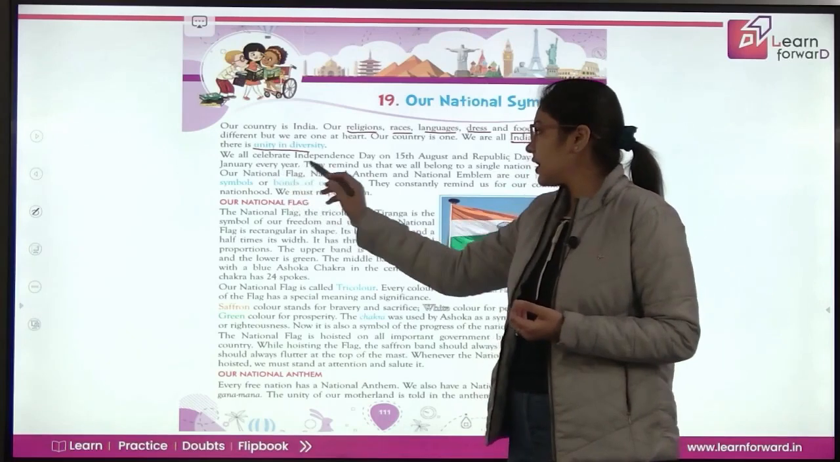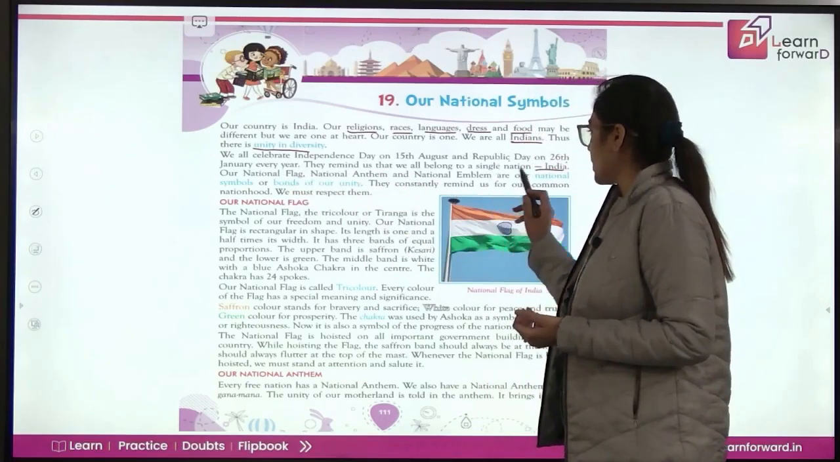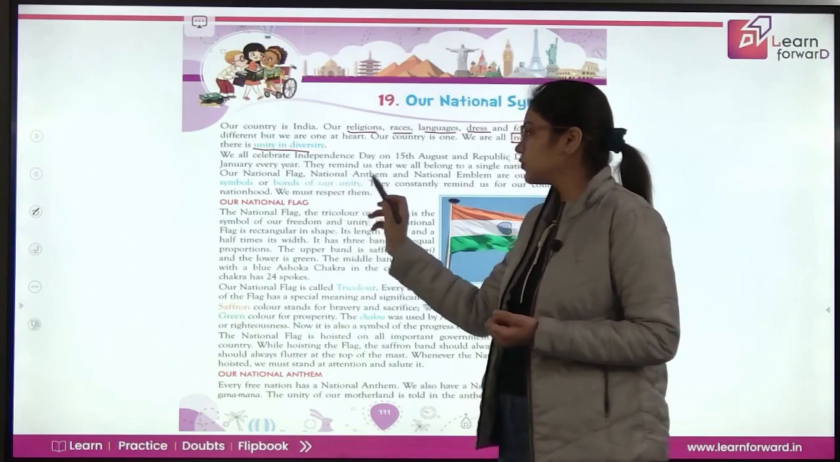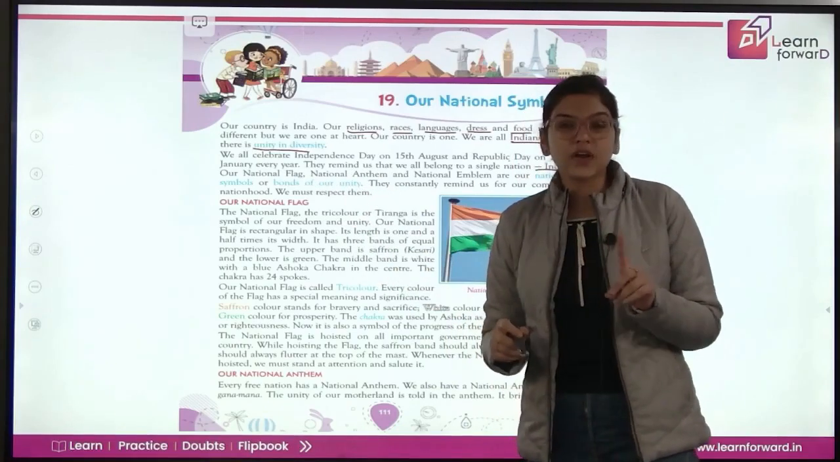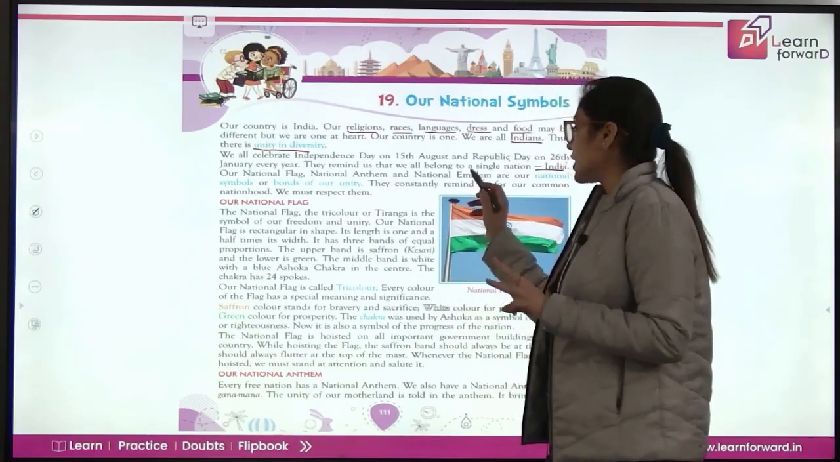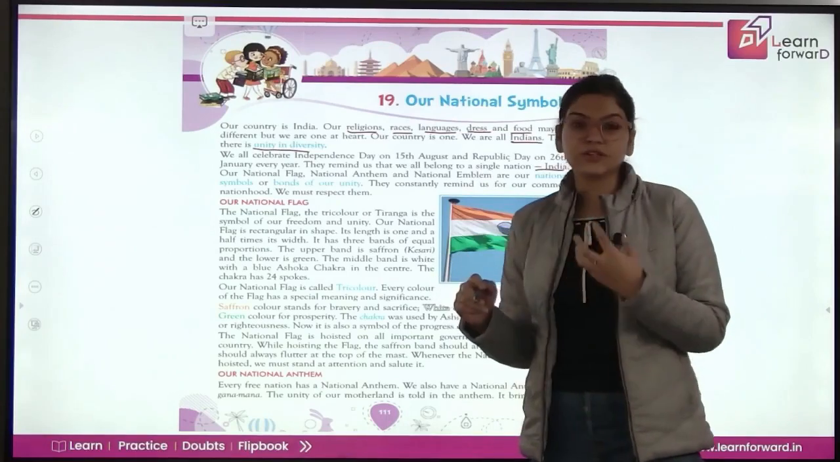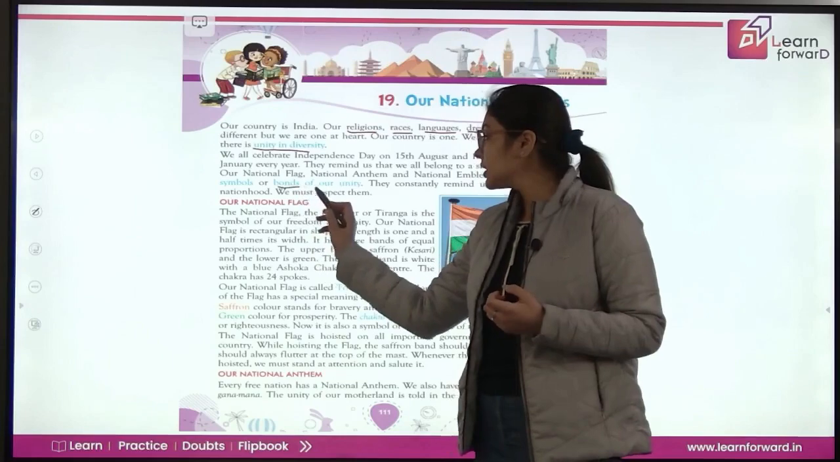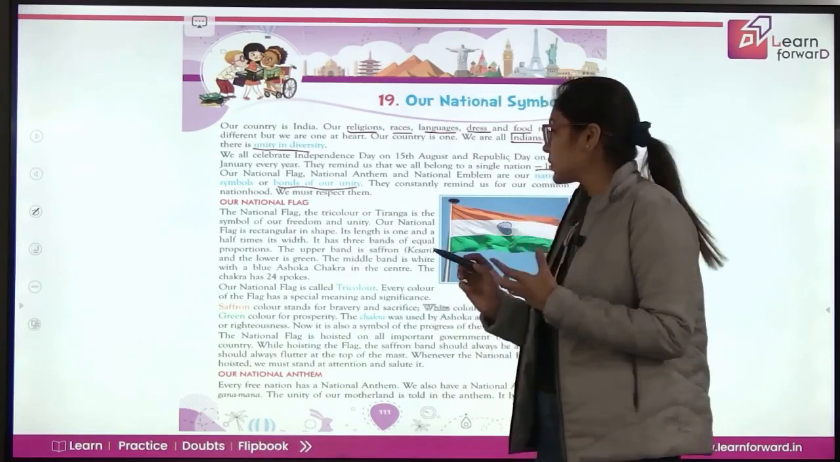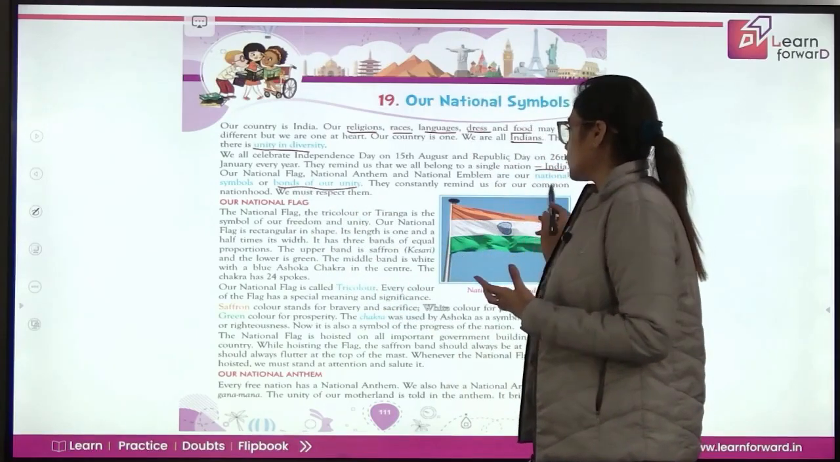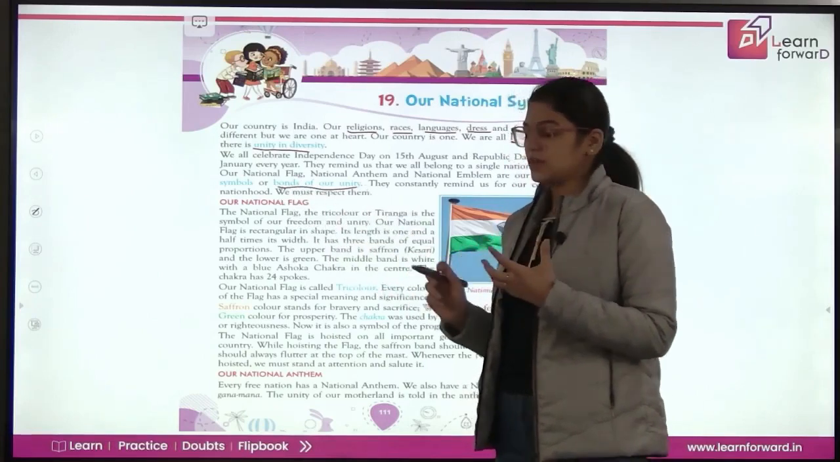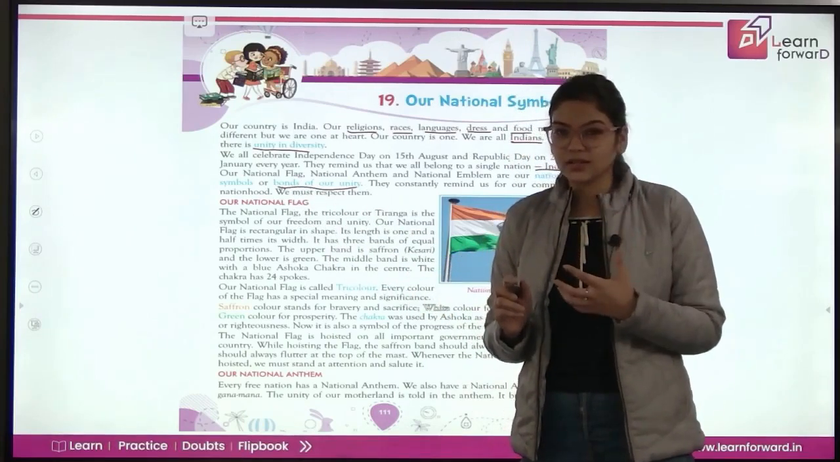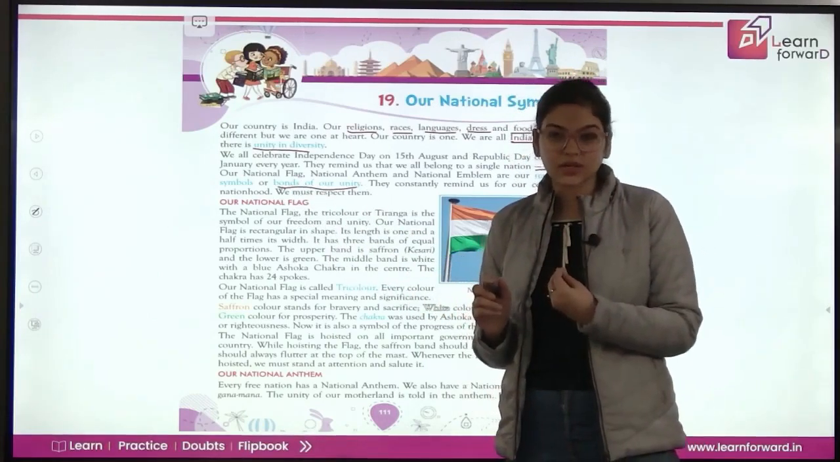Our national flag, national anthem, national emblem are our national symbols or bonds of unity. जो हमारा national flag है, national anthem है या फिर national emblem है, ये सब क्या है? national symbols है basically, और एक unity के bond है. basically ये दिखाता है कि how we all are united. They constantly remind us of our common nationhood, we must respect them. ये हमें basically यही दिखाता है कि हम सब एक ही nation से हैं.